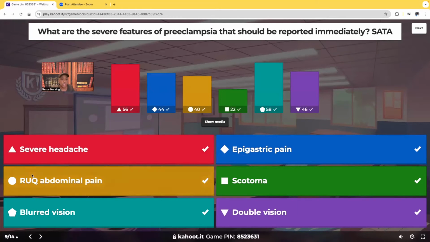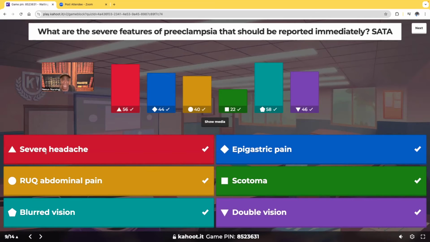Everyone should have chosen severe headache. My goodness, I put the word severe in front of headache. If a patient has anything severely, it needs to be reported. Not only preeclampsia, anything that's severe, you better report. Why would you not choose that as an answer? That was a dead giveaway.